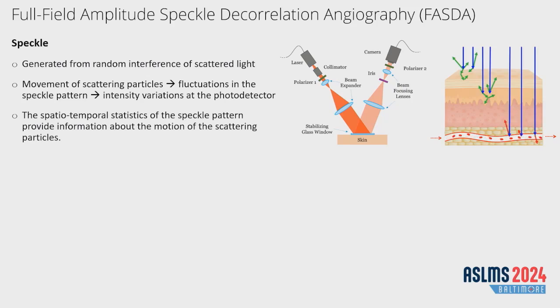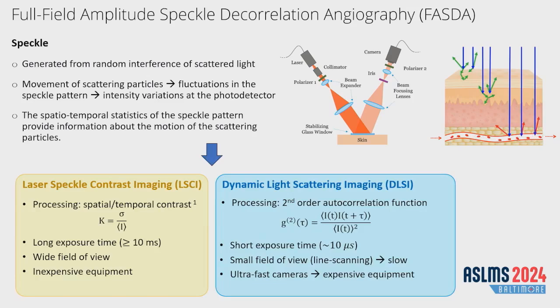Now, this is not a novel concept. There are several imaging techniques that are based on speckle, and two very common ones are laser speckle contrast imaging and dynamic light scattering imaging. Laser speckle contrast imaging is based on evaluating the contrast. From the speckle frames, we get the standard deviation and the mean intensity, and the contrast is just the ratio between the two. It requires long exposure times, it can image a wide field of view, and it does not require any expensive equipment.